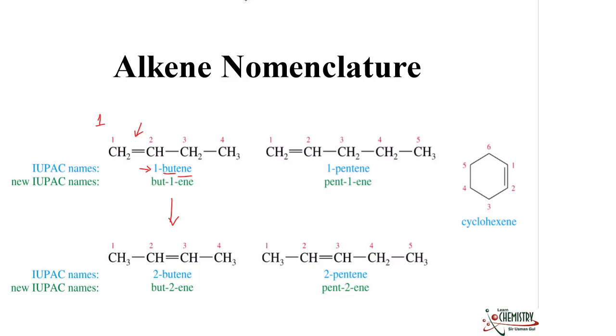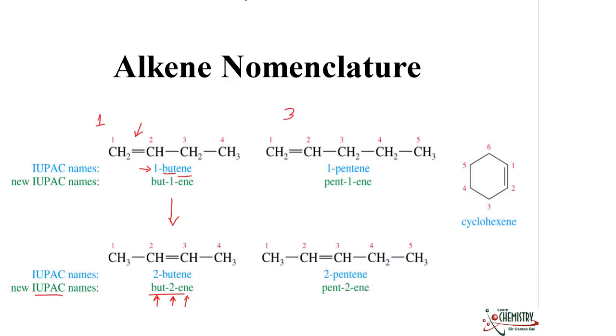Okay, if you understand that, just follow this and look at this example. In this example the same number of carbons are there. What is the difference? Only the double bond position has changed. Now the double bond is between 2 and 3, so the name changes. Previously it was 1-butene, now it becomes 2-butene. Now remember that you can also write the IUPAC name this way: but-2-ene. Here but represents 4 carbons, 2 represents the position of the double bond, and ene is the suffix used for alkenes.